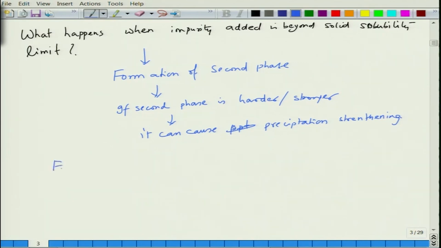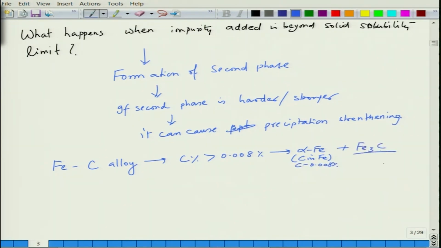Essentially, in iron carbon alloys, if the percentage of carbon is more than 0.008%, then we have alpha ferrite, which is a solid solution of carbon in iron, up to 0.008%. But any extra carbon will lead to formation of cementite, which is the second phase, a hard phase.